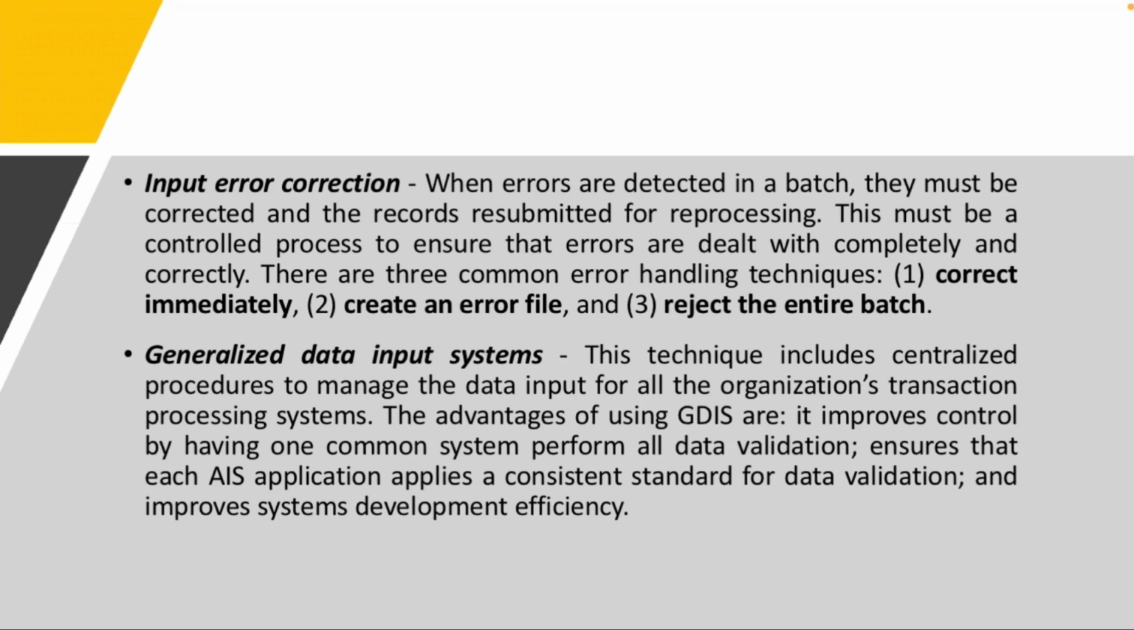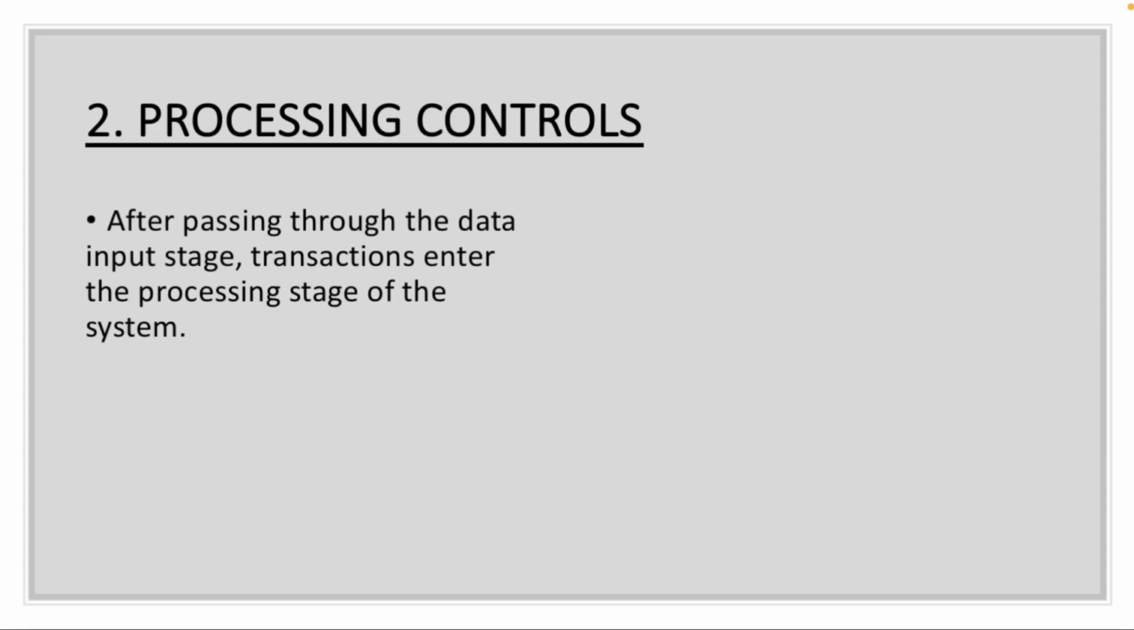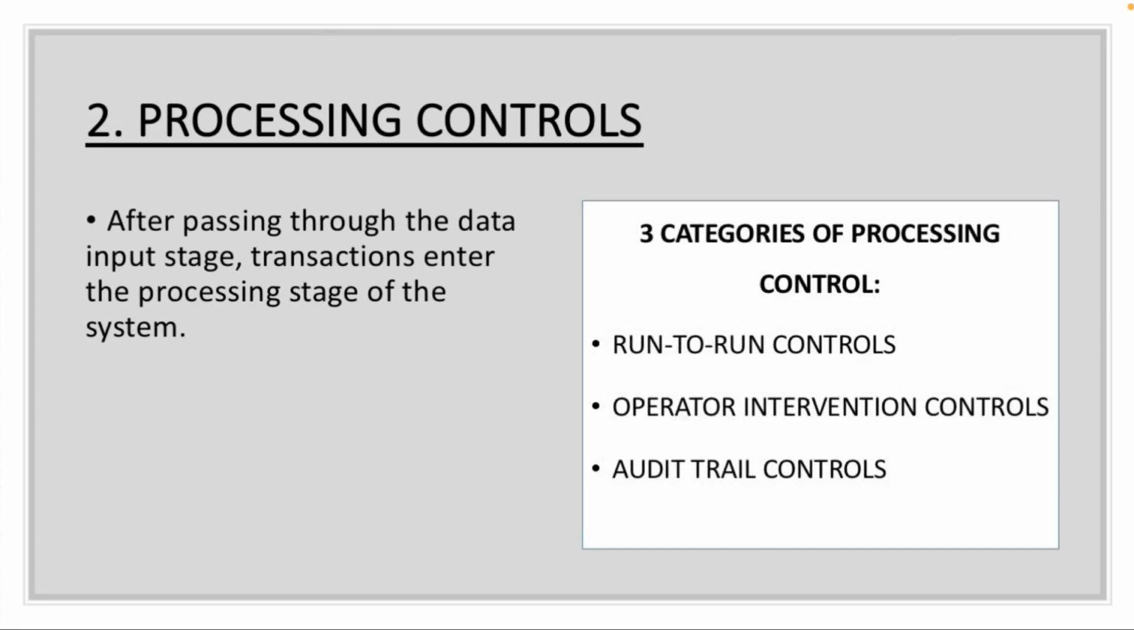After input controls, we then proceed to processing controls. After processing through the data input stage, transactions enter the processing stage of the system. There are three categories of processing control. We have run-to-run controls, operator intervention controls, and audit trail controls.